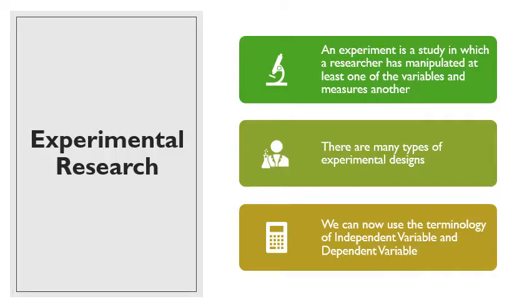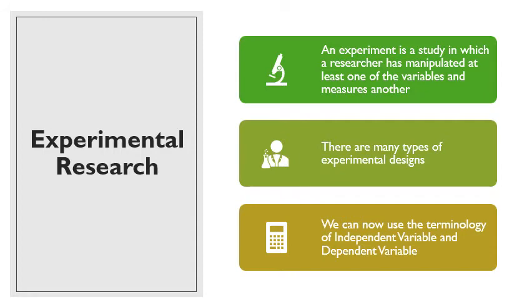As I mentioned previously, an experimental study is a study in which a researcher has manipulated at least one variable and measures another. The manipulated variable is known as the independent variable, and the measured variable is known as the dependent variable. So remember, think about your independent variable as your predictor variable, and your dependent variable as your outcome variable. Now there are many different types of experimental designs.